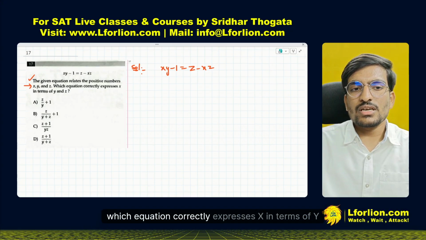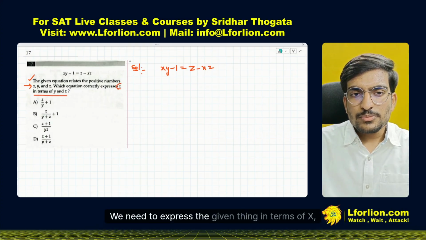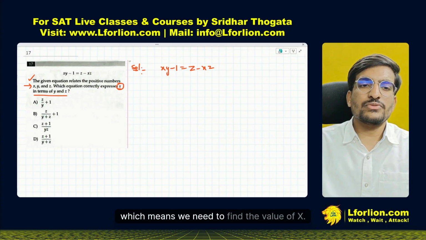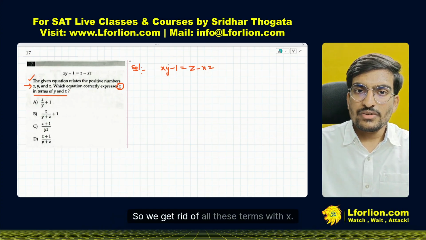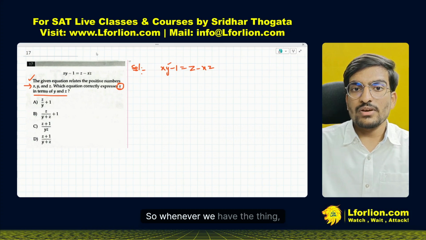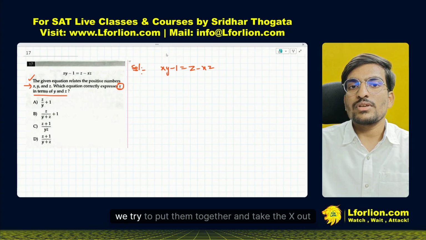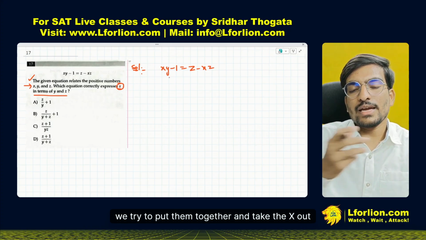Which equation correctly expresses x in terms of y and z? We need to express the given thing in terms of x, which means we need to find the value of x. So we get rid of all these terms with x, but here we have two x terms. Whenever what we want to find appears twice like this, we try to put them together and take the x out from that.